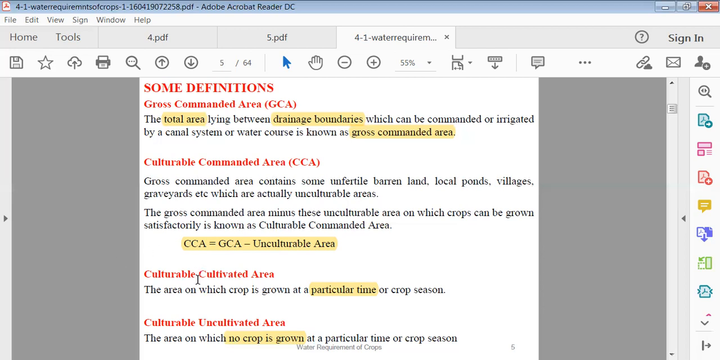Then, cultivated area. Cultivated area is the area on which a crop is grown at a particular time or crop season. It is culturable, and it is also called cultivated, so you are going to grow the crops in that area. And cultivable uncultivated area is the area on which no crop is grown at a particular time or crop season. It is cultivable, but it cannot be cultivated in that particular period of time.